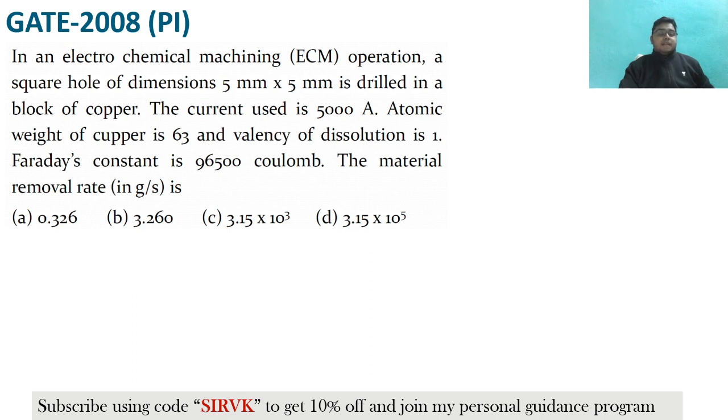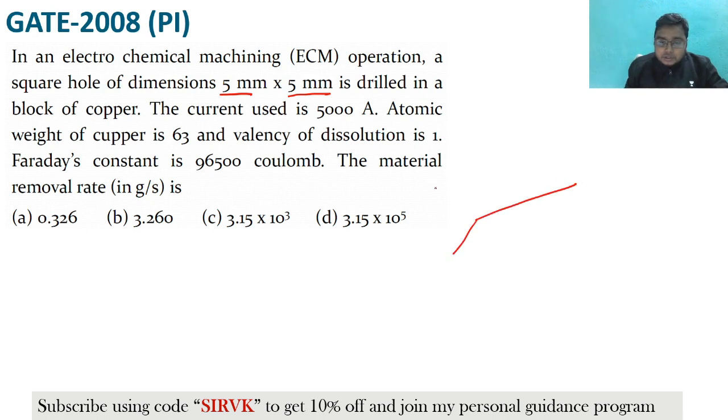Let's see a very good question which has been asked in GATE 2008. Let's try to solve this question, and then we are going to see these things also. So I would again recommend you pause this video and try to solve this question, and then match your answers with my answers. Then in that way your concepts would be very much clear. Fine. Now see, in this question it has been told, in an electrochemical machining process, a square hole of dimension 5 mm cross 5 mm is drilled in a block of copper. What is the meaning? That there is a copper workpiece.